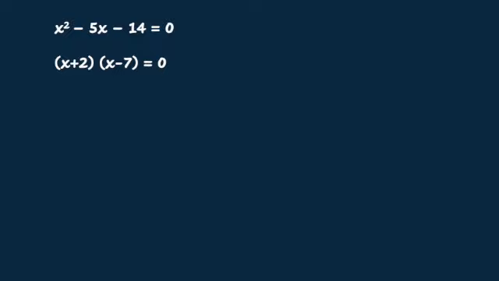We can rewrite the equation x squared minus 5x minus 14 equal to 0 as x plus 2 times x minus 7 equal to 0, because just now we got plus 2 and minus 7 to be the integers that satisfy our condition. So we use these integers to form factors. So we write x plus 2 times x minus 7 equal to 0.